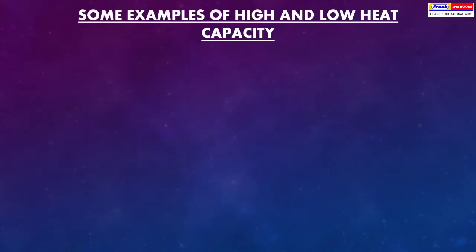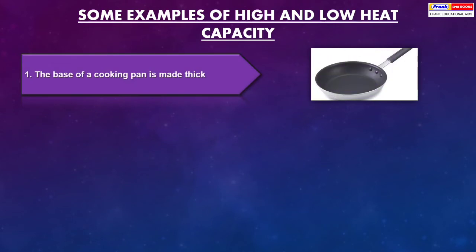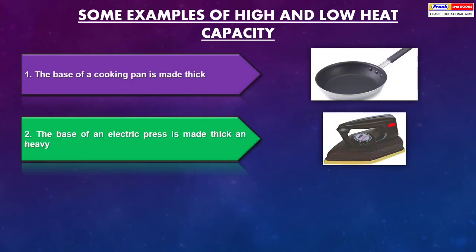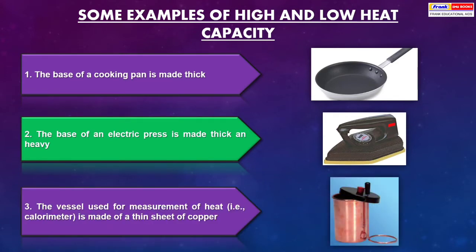Some examples of high and low heat capacity. The base of a cooking pan is made thick. The base of an electric press is made thick and heavy. The vessel used for measurement of heat, that is the calorimeter, is made up of a thin sheet of copper.